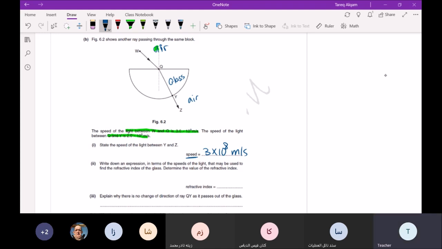Because, guys, from W to Q, focus with me. Pay attention, guys, all of you please. From W to Q, or from W to Z, is air, so the speed will be the same.